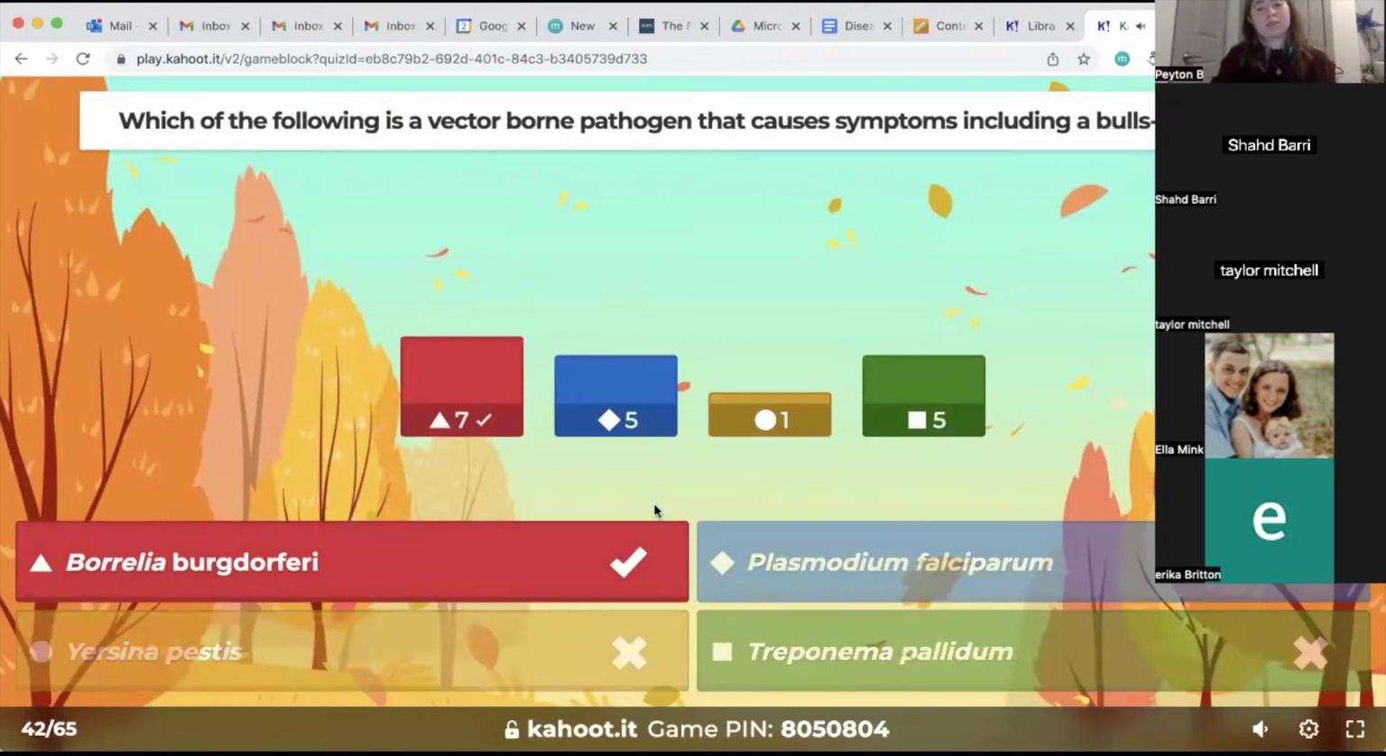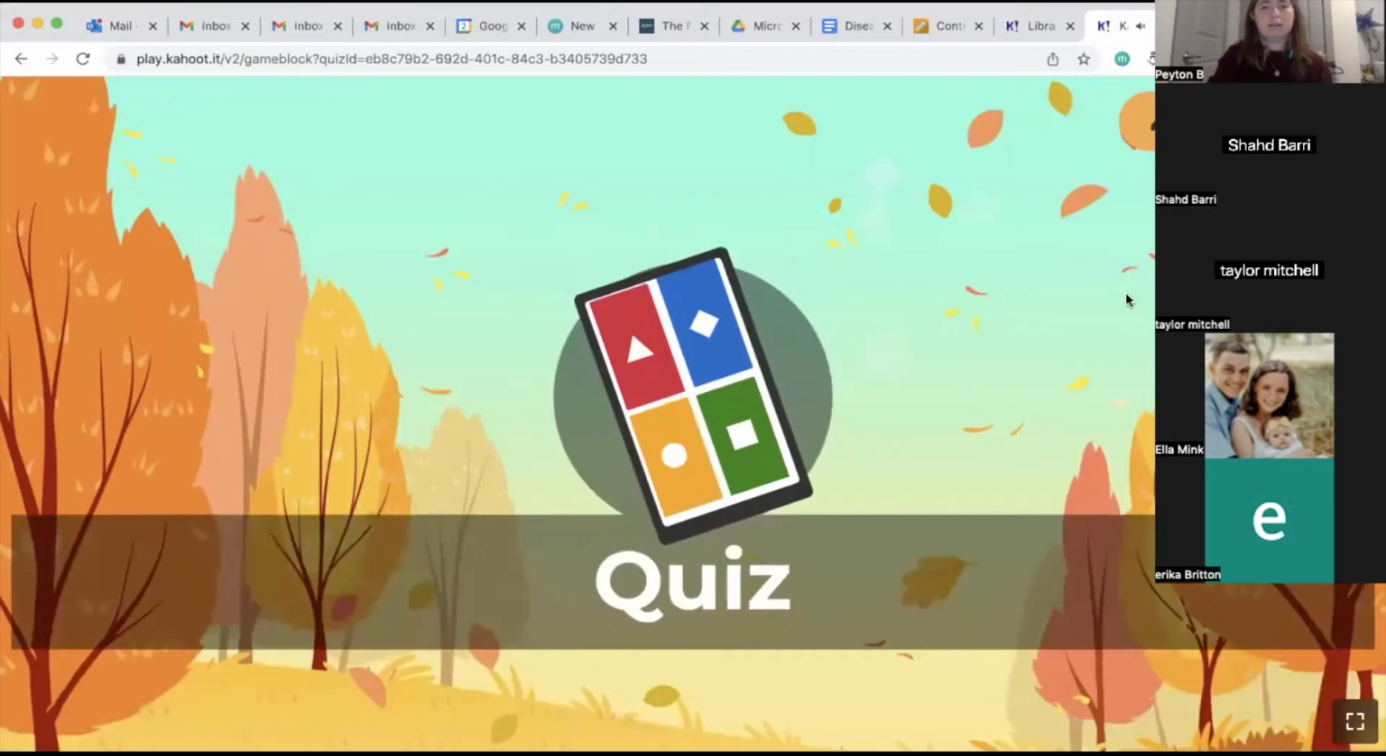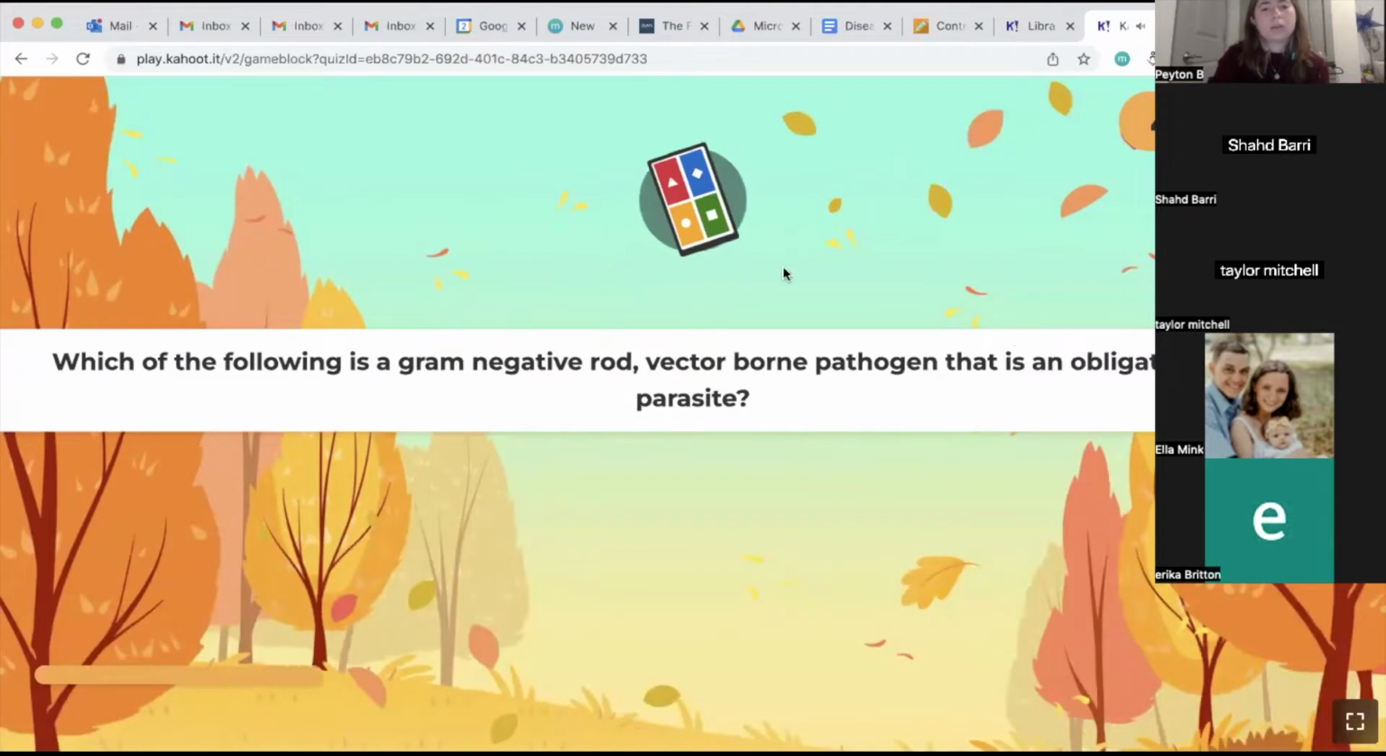Borrelia burgdorferi. So yes, make sure you're going over which bacteria cause which things. Borrelia burgdorferi is the cause of Lyme disease. All right. Gram-negative rod, vector-borne pathogen that's an obligate intracellular parasite.